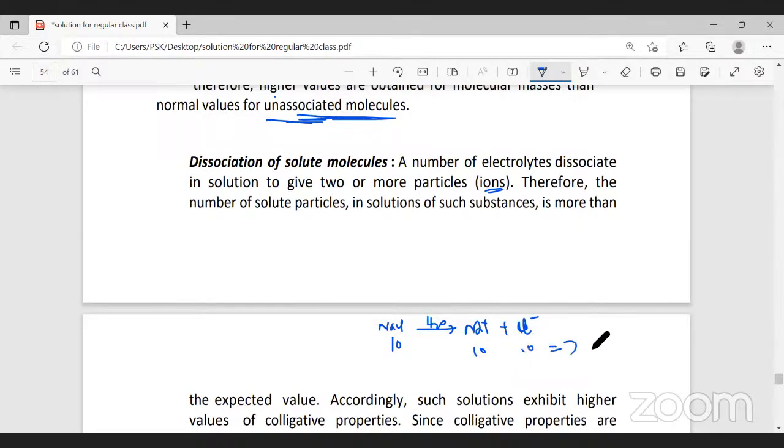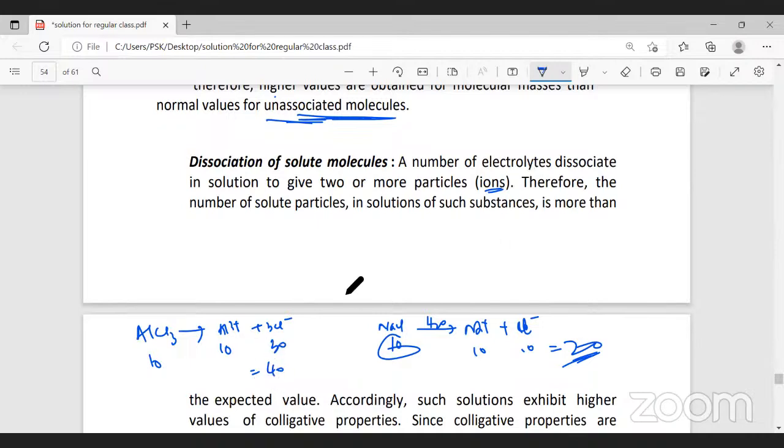Therefore, totally how many particles will be there? 20 particles. How many particles have we taken? 10, but in solution it will be 20. Double. Now, if I take aluminum chloride, if I take 10 molecules, you will have 10 Al3+ and 30 Cl-. So this will give you 10 and this will give you 30.